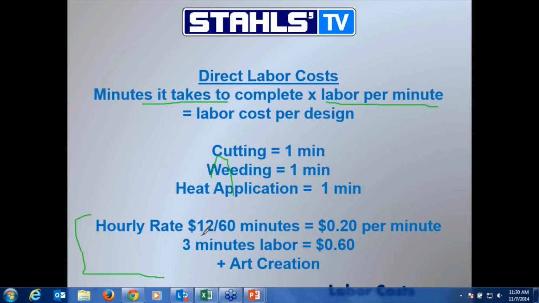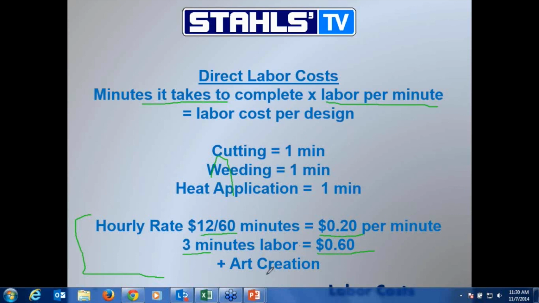So if we take $12 an hour divided by 60 minutes an hour, we get a cost of about 20 cents per minute. Okay, if we look at this smiley face design and it takes a minute for cutting, weeding, and heat application each, we know we have 3 minutes of labor, and it's going to cost me 60 cents in labor for that job, in direct labor costs.